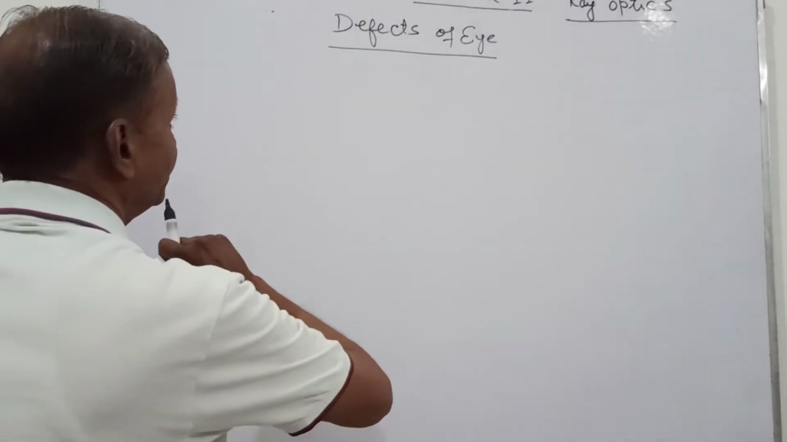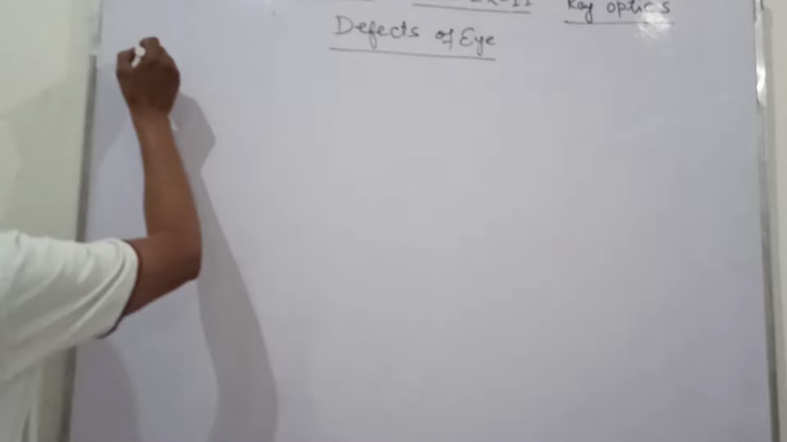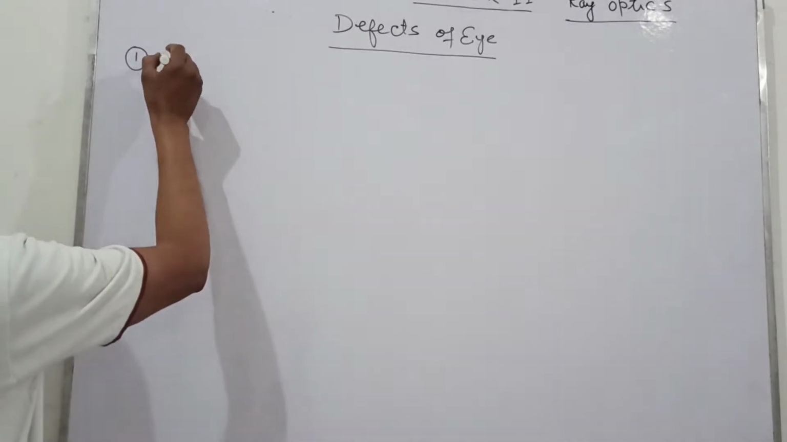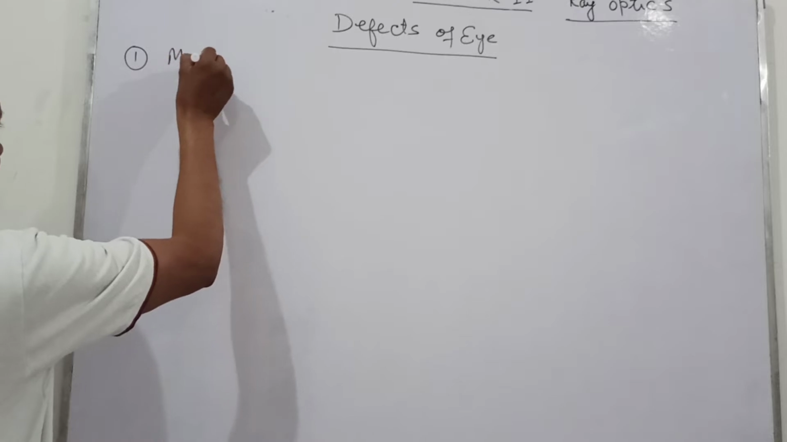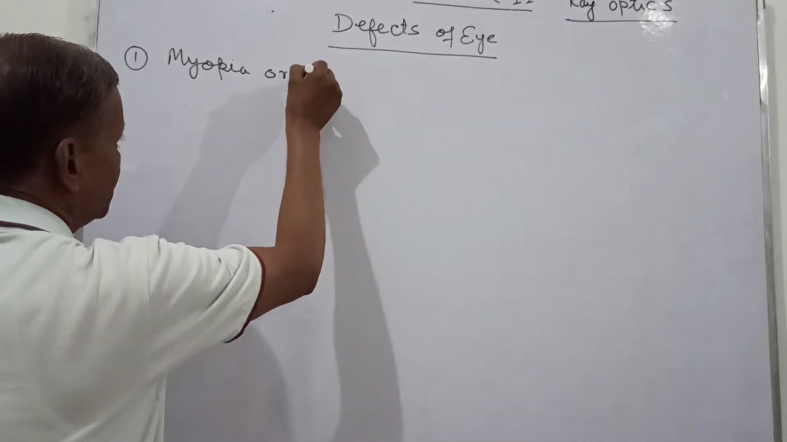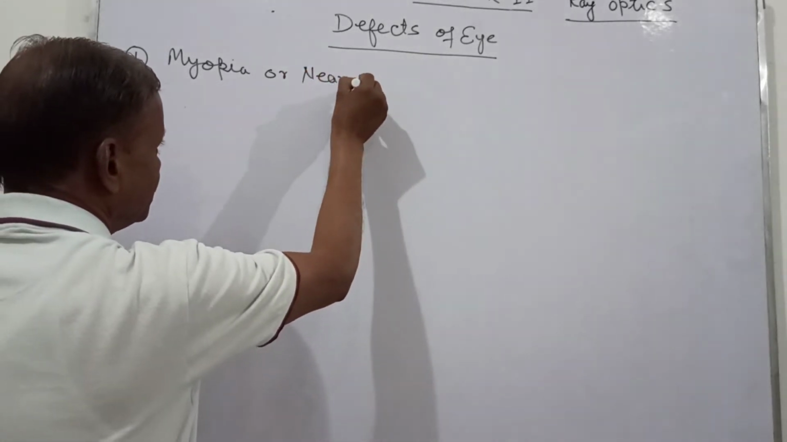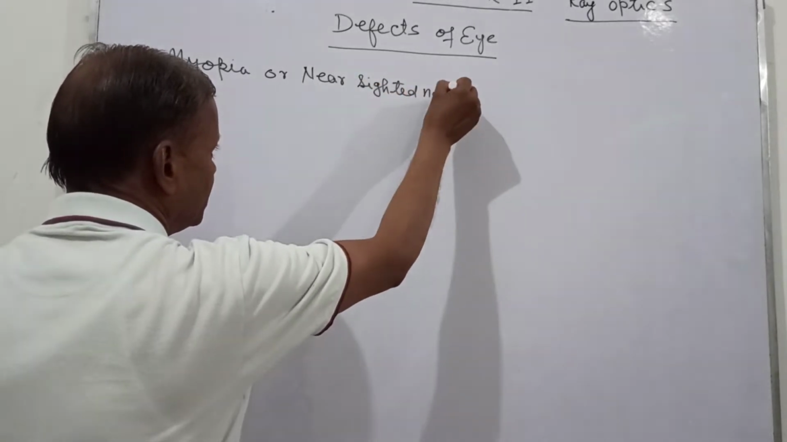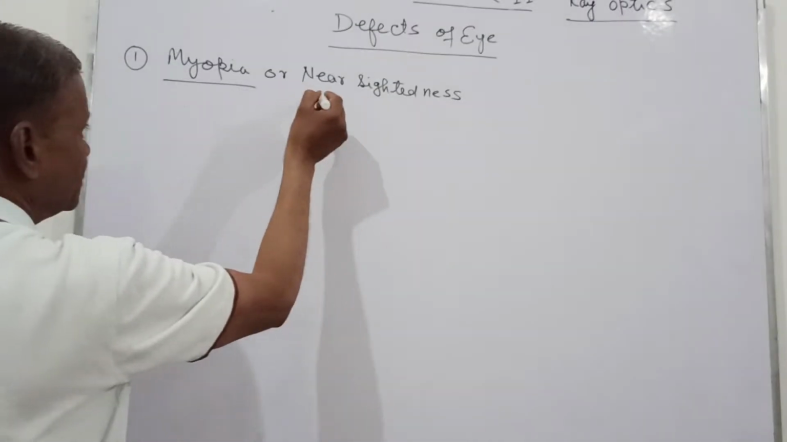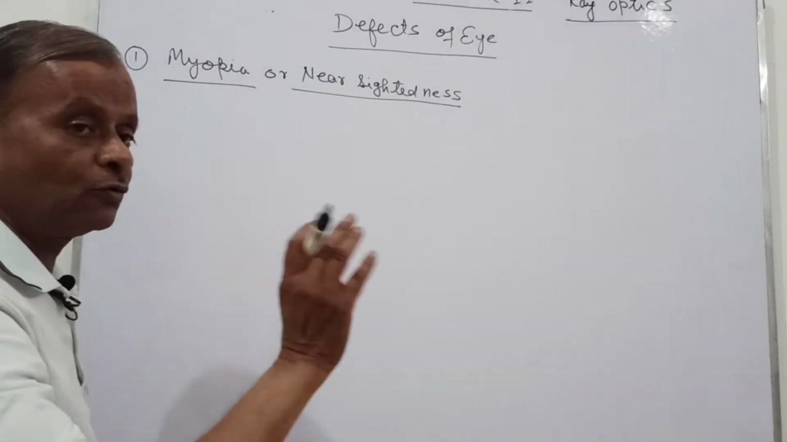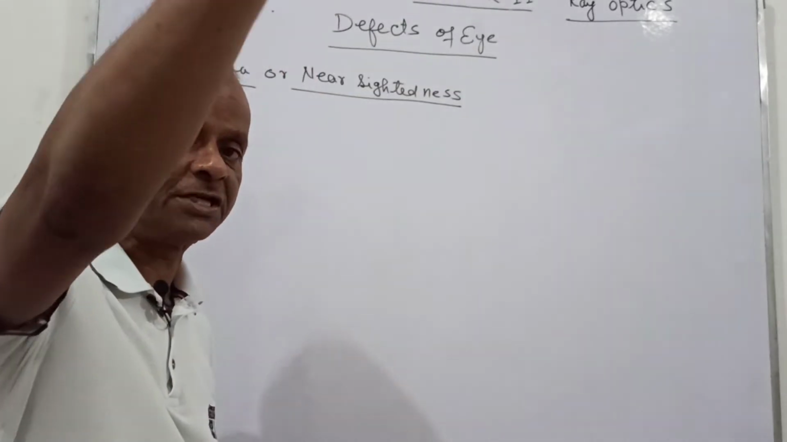So now I am taking the eye defects. First is myopia, or nearsightedness. In this defect, the near objects are clearly visible to us, but far objects are not clearly visible.